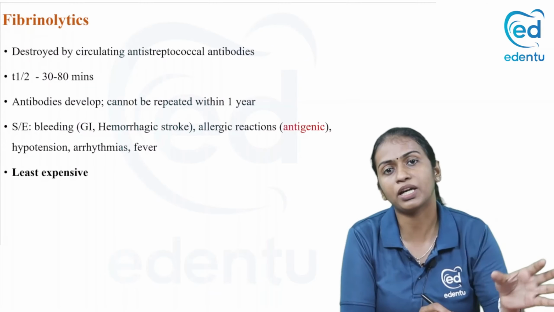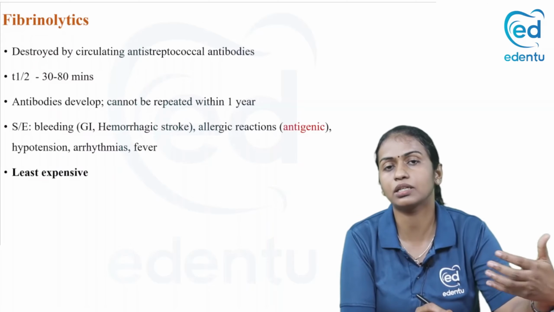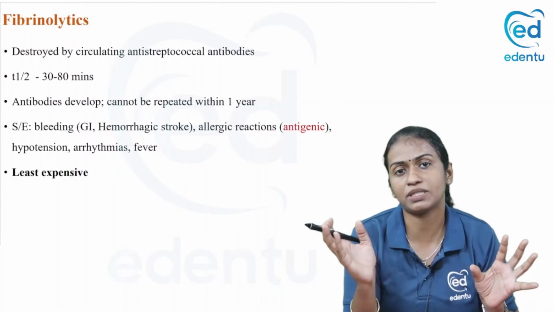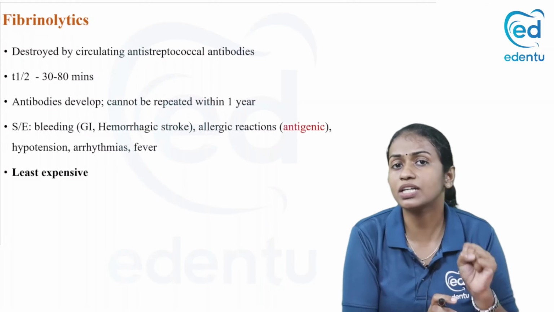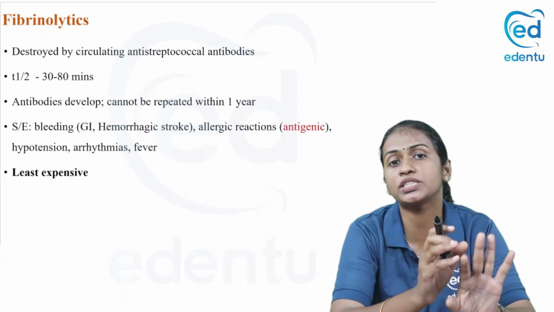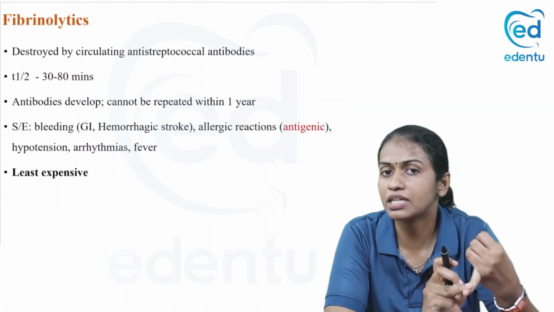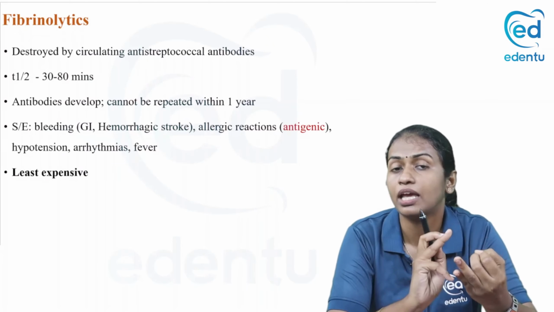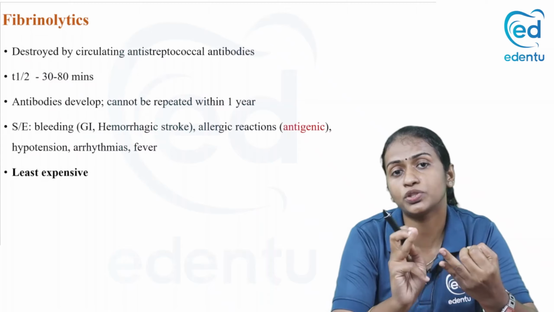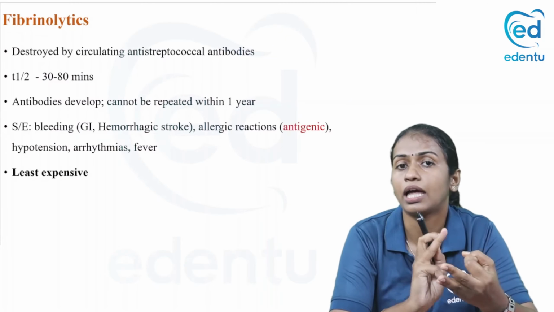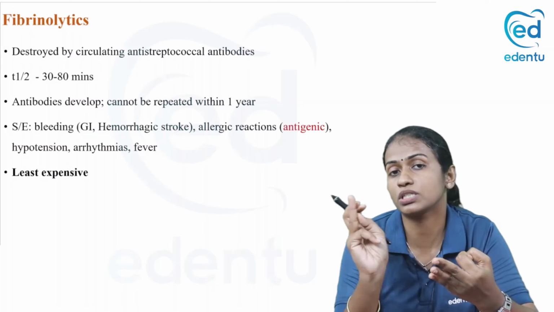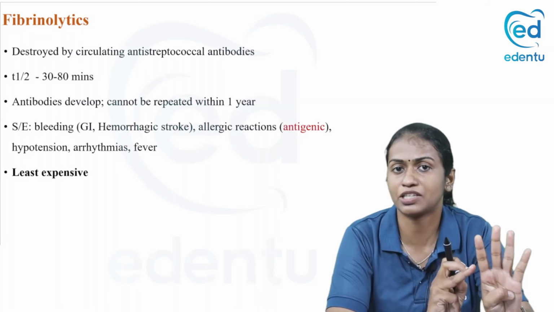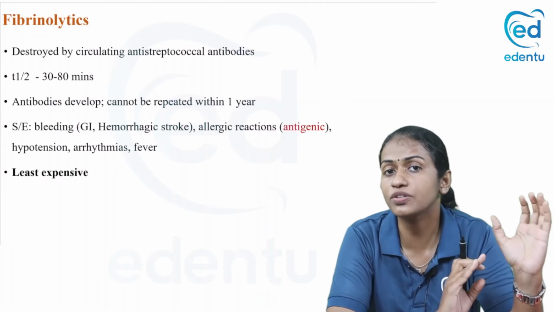Okay, but compared with the recombinant agents that will come in the coming slides, streptokinase is the least expensive among the whole lot. Okay, so that is about streptokinase. Important points about streptokinase: it is derived from beta hemolytic streptococci, so it is antigenic, so allergic reactions and antibody development can be there. So we should not re-inject it within 1 year, and it is fibrin non-specific, so there is a risk of bleeding. And the advantage is its cost. It is least expensive. So these are the salient features of streptokinase.